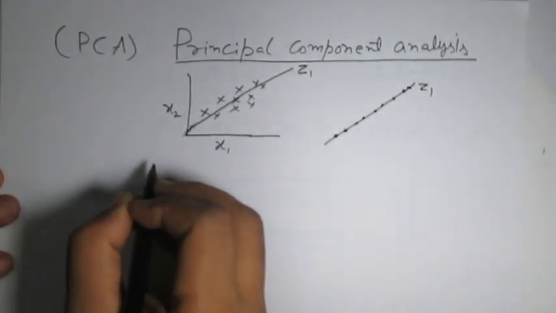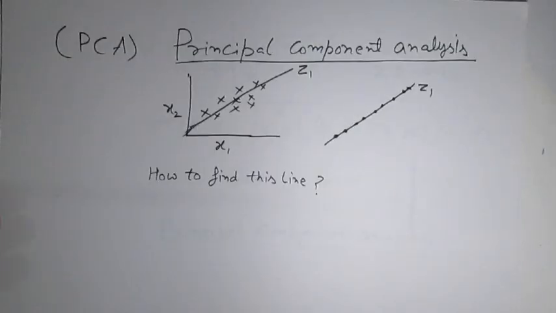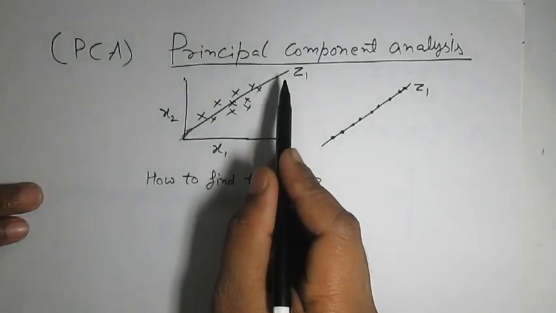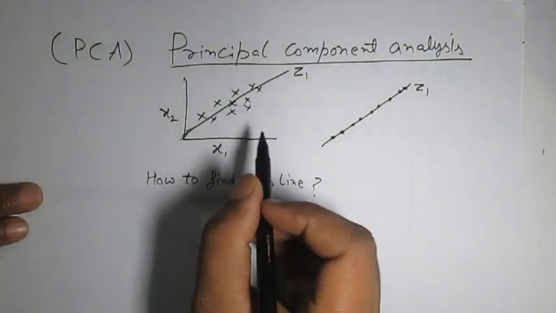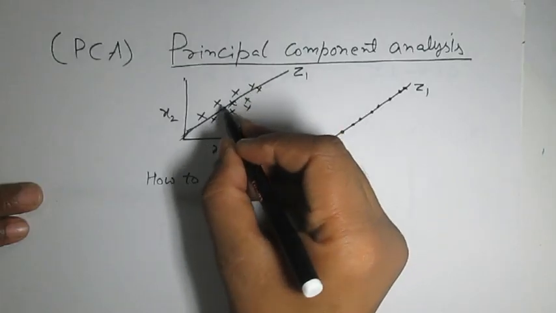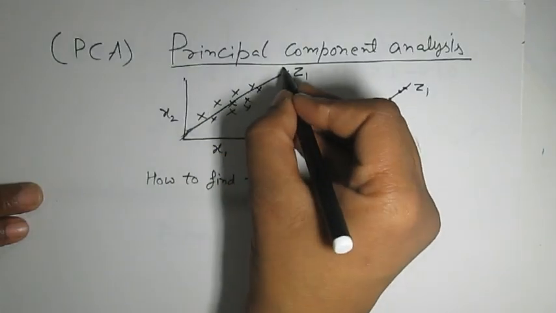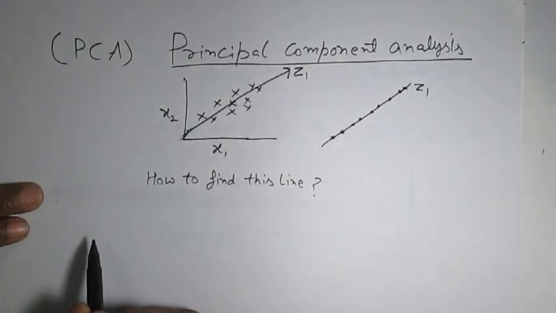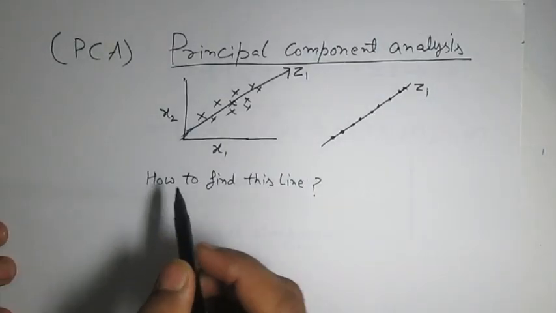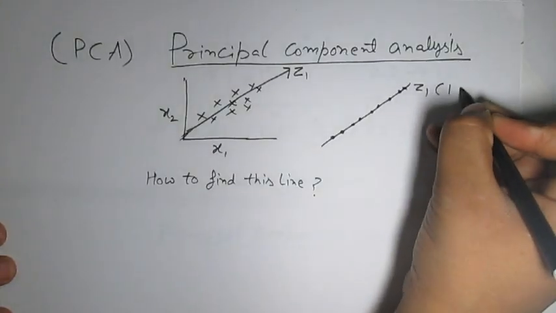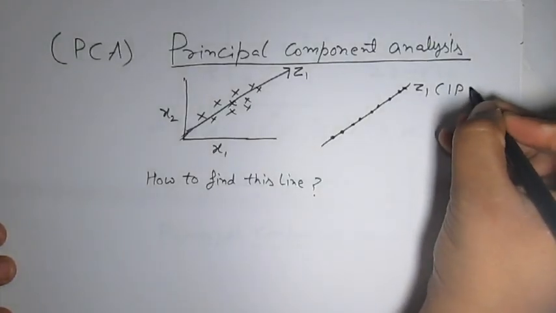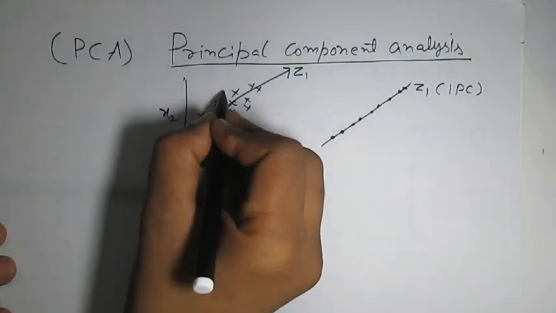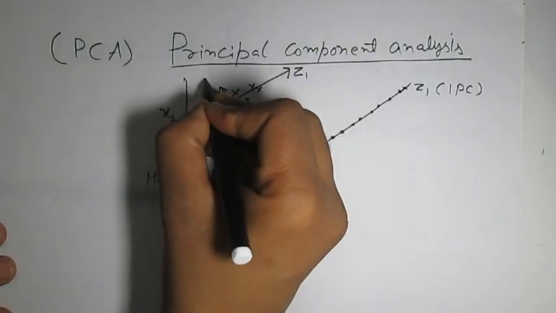Now the problem is how to find this line. It can be very easily seen that this line is in the direction of maximum variance of the data points. We can see that the variance of the data points is maximum in this direction, and if we select this line, then all the points can be very easily represented on this line. This line is called the first principal component. And perpendicular to this is called the second principal component.